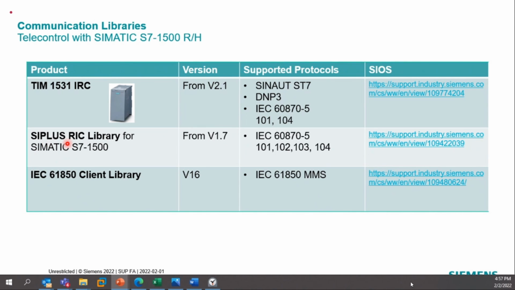Then the C plus RIC library, which is basically the 60870-5 of all the versions, 101, 102, 103 and 104, mostly in substation automation and other parts. So you can use this library also with 1500 R/H. Then 61850 for relays. We can use this communication as a client library, 61850 as MMS. This can also be used from version 16.